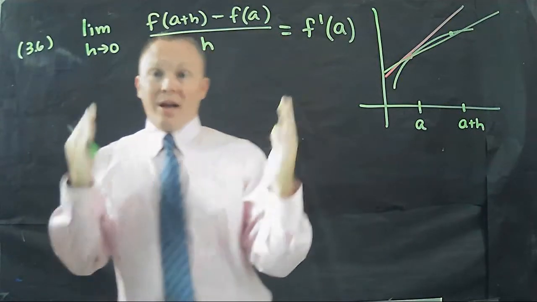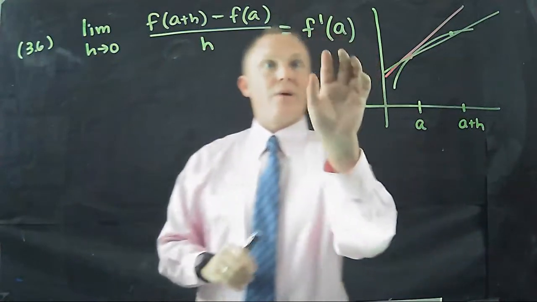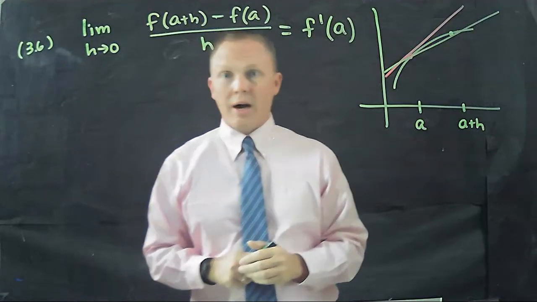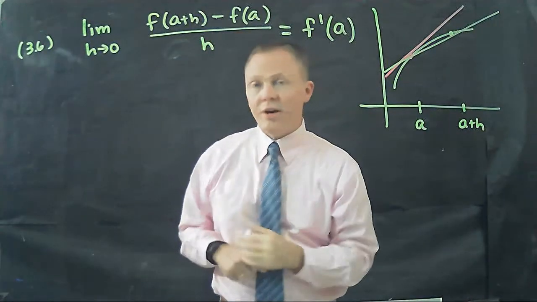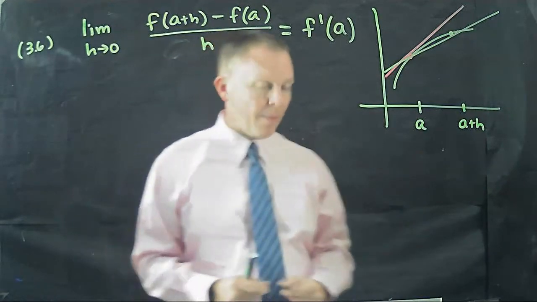So again, we have the limiting process, we have this horizontal distance going to 0, and we have the value of that slope of the tangent line, or the derivative. So I'm going to erase the board here, and then we're going to do a couple of examples so that you can see what this looks like in practice.